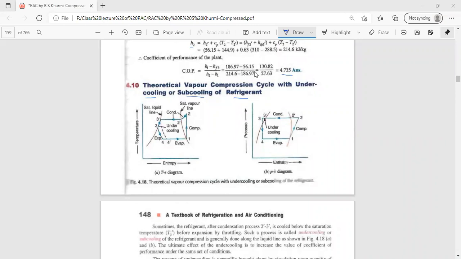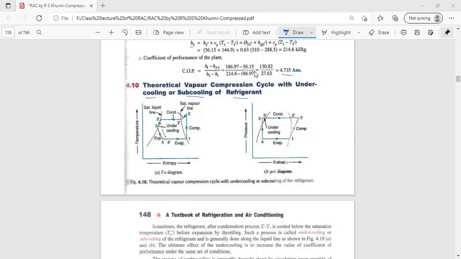the refrigerant after the condensing process, 2 to 3 dash. Where is the condensing process? 2 is the compression process. 2 to 2 dash to 3 dash is the condensation process, 3 dash to 4 dash is the expansion process, and 4 to 1 dash is the evaporation process. But here, what is happening? The condensation process 2 to 2 dash is like this.